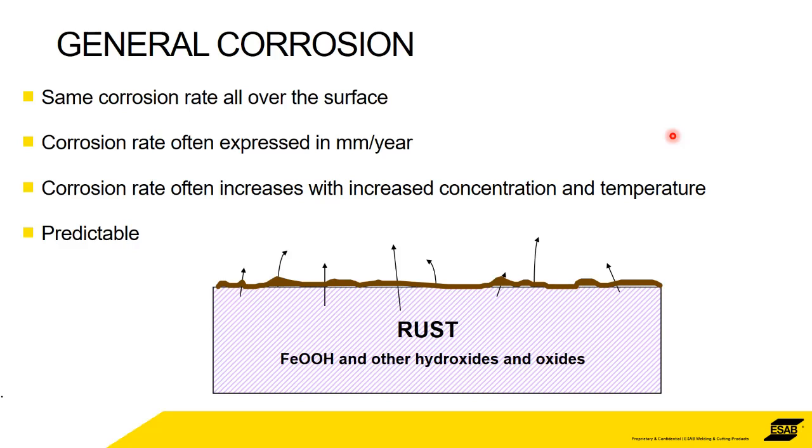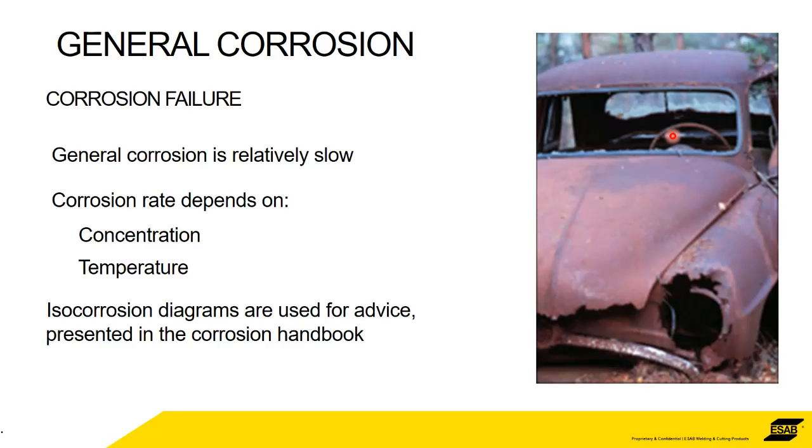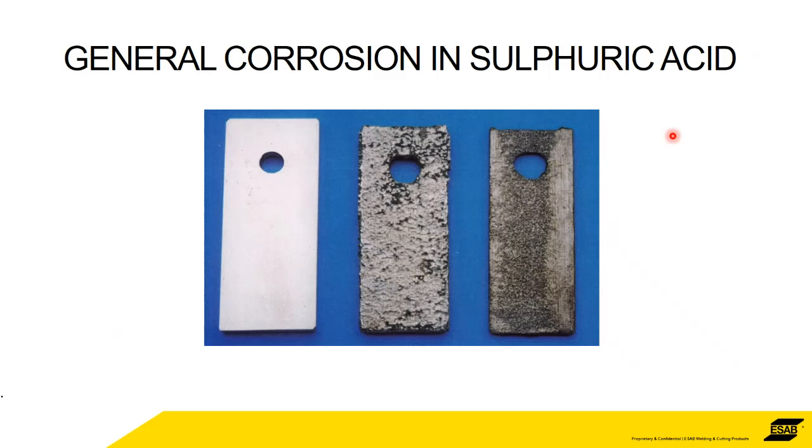The reaction's increased if the iron is submersed in water, but it happens on all the surface at the same rate and all over the surface. So it's very, very predictable. It's relatively slow, but it can be increased with the acidity of the rain, for example, or temperatures. And because it's very predictable, you can design with that in mind.